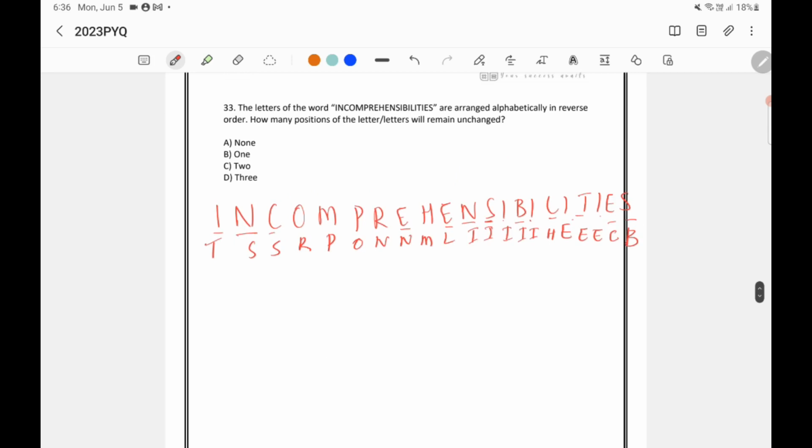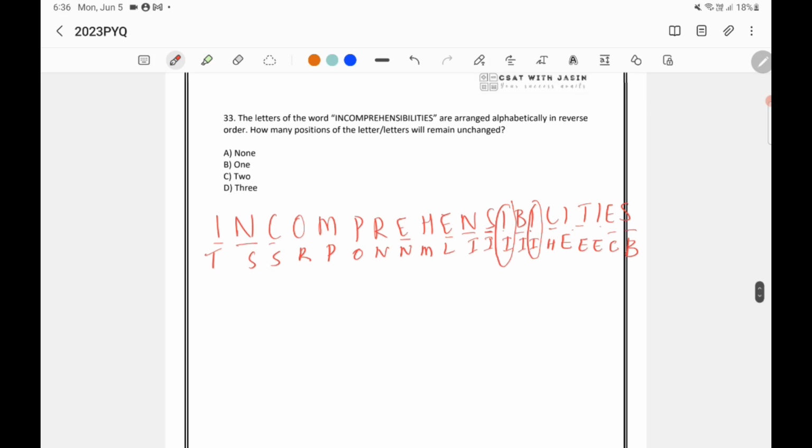So how many letters are unchanged? If you see here, this is unchanged, and this I is also unchanged, and none of the other letters is unchanged, right? So 2 letters remain unchanged. So the answer is option C, 2.